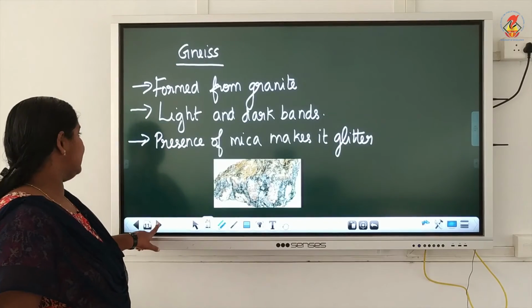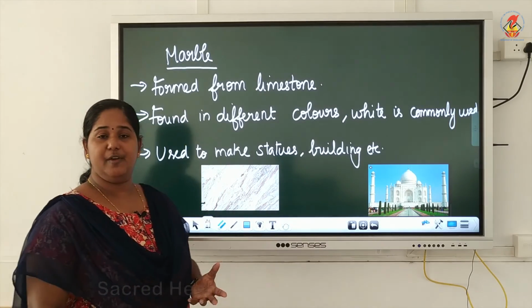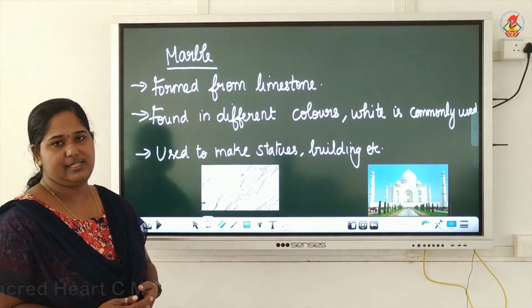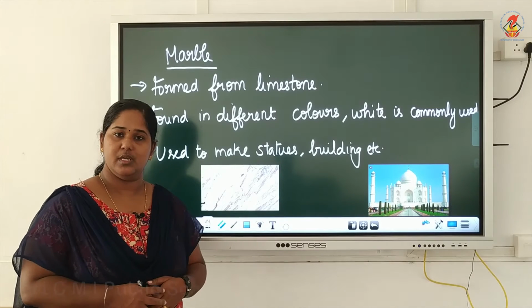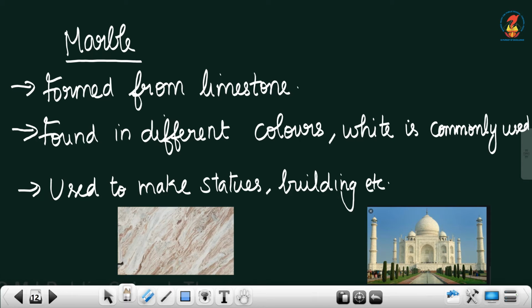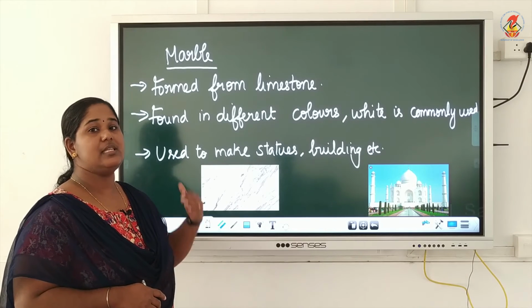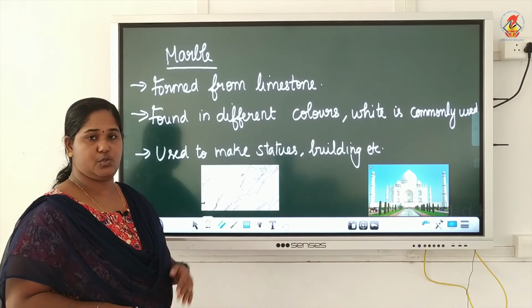Okay, next type of metamorphic rock is marble. You might have seen it, isn't it? Very common rock that we use. Marble is formed from limestone. Limestone is which type of rock? It is a sedimentary rock. So marble is a metamorphic rock that has been formed from an existing sedimentary rock, that is limestone.